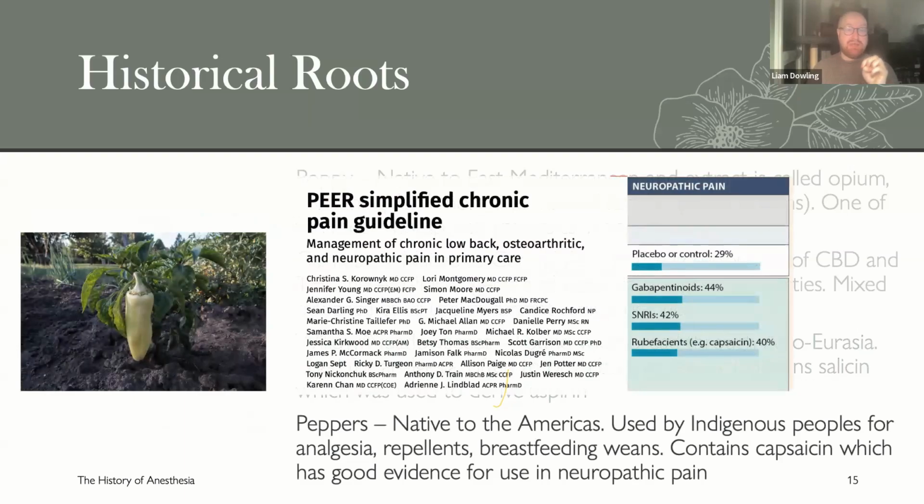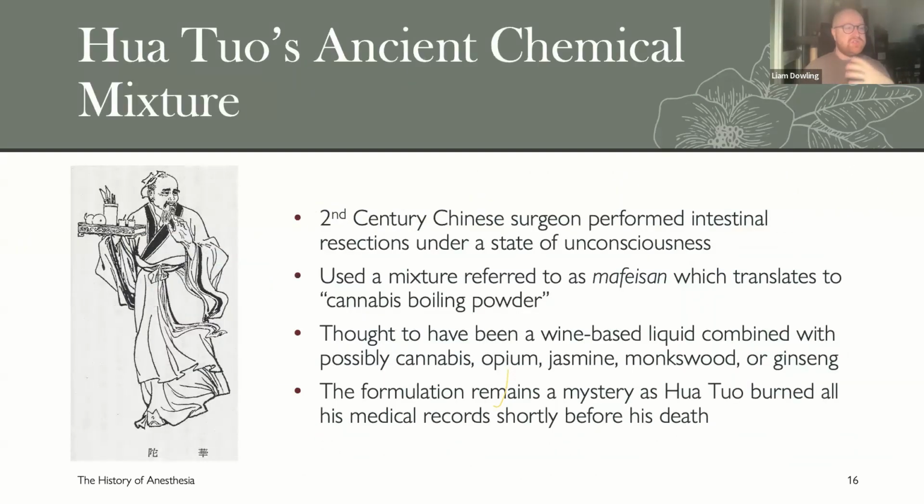And the last one, which I find very interesting, is peppers. Peppers are a plant that's native to the Americas. They've been used by a lot of indigenous populations for analgesia, insect repellent, and often for breastfeeding weaning. Its active component is capsaicin, which actually has really great evidence for neuropathic pain management. This is the Peer Simplified Chronic Pain Guidelines that are based out of Alberta. They show that capsaicin-based medicines are just as effective as gabapentinoids and SNRIs like duloxetine, at least compared to placebo, for the management of neuropathic pain. So there is actually some evidence for a lot of these historical practices once we've isolated that active compound.